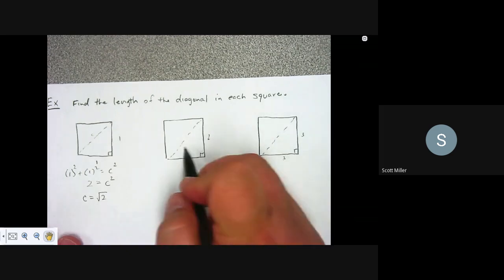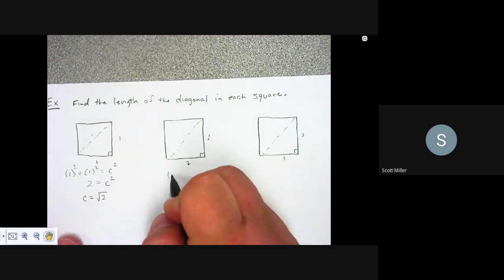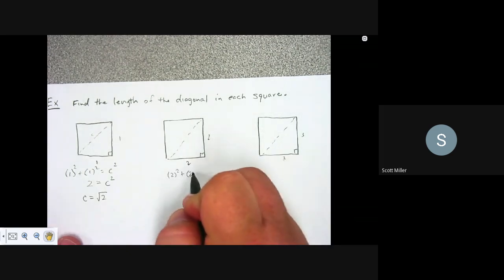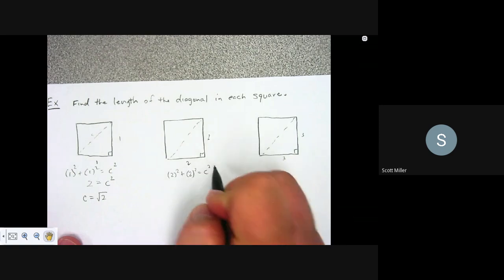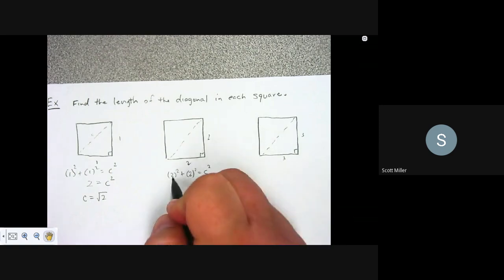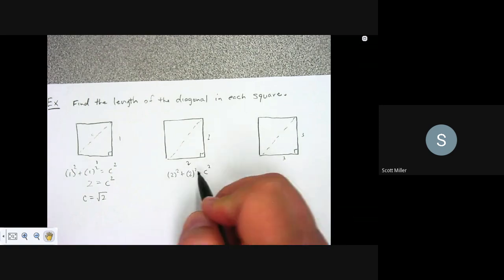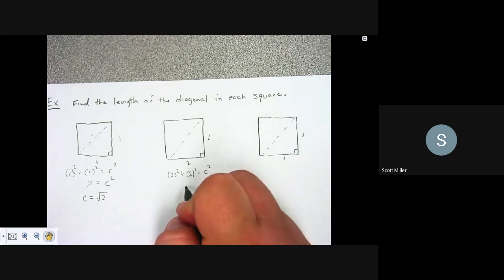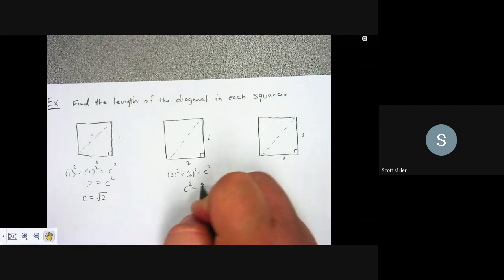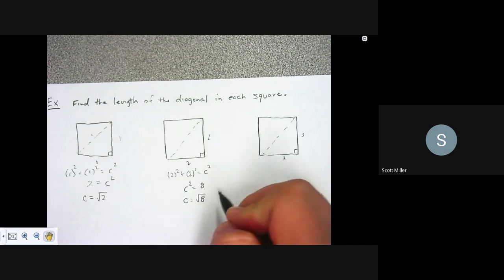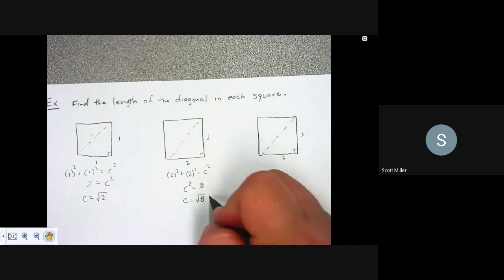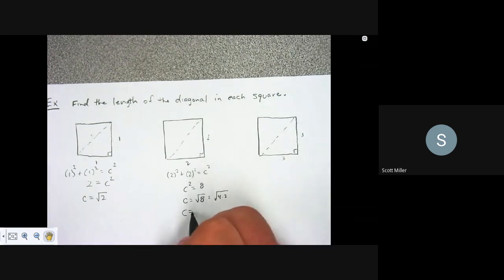Okay, let's look at the next one over here. Same process. I got 2 squared plus 2 squared equals C squared. That's a 4, that's a 4, so I have 8. So C squared is 8. We take the square root, so C is the square root of 8. But we can simplify this. Remember, the square root of 8 is a 4 times a 2. And so C is equal to the square root of 4 times the square root of 2.